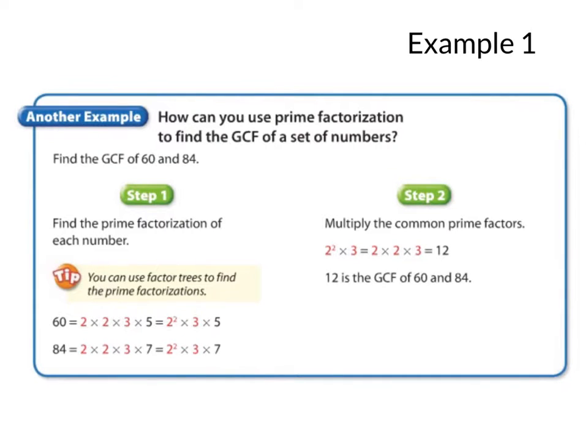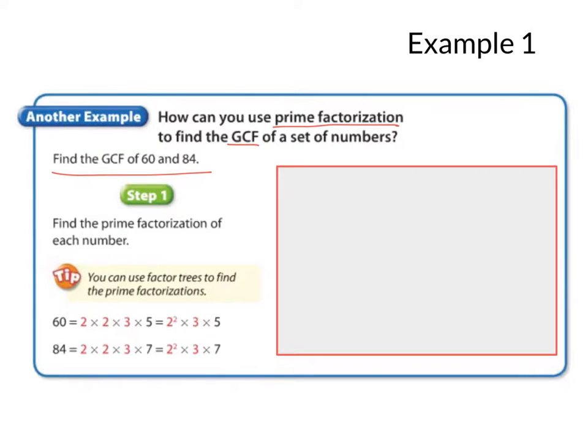We learned about prime factorization before, and how can I use that to find our new term GCF, or greatest common factor, which I know you have some background information on. So let's find the greatest common factor of 60 and 80. So in your notes at this time, please write step 1. Find the prime factorization of each number. You don't need to write the tip, but we are going to make factor trees for these numbers, so let's get started. You should have 60 and 84.